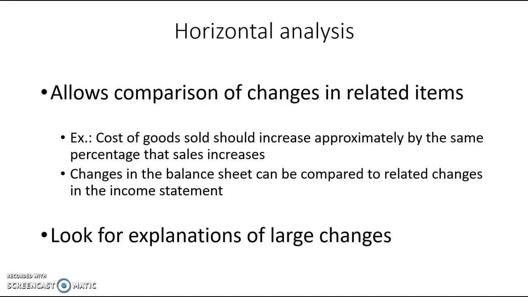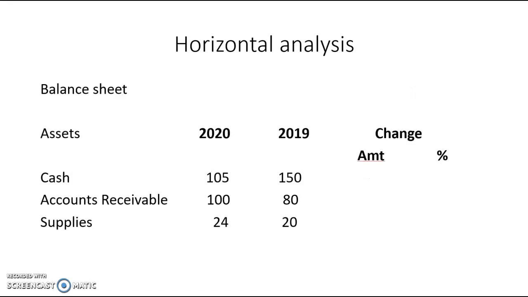So here's an example of how you do horizontal analysis. We're taking a look at the balance sheet, and we can see 2020 and 2019. Cash was 105 in 2020. 2019 it was 150. So the change was, it decreased by 45. A lot of times we have the current year and then the previous year next to it for comparison purposes. So that's why we can see it went from 150 to 105. That's why it was a decrease.